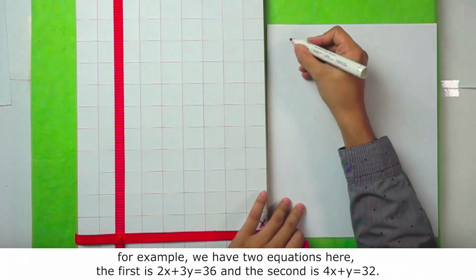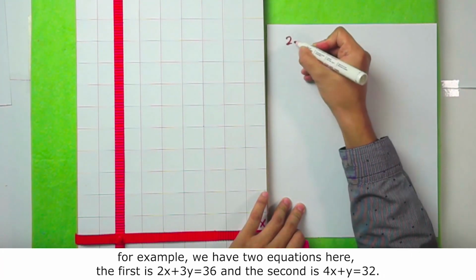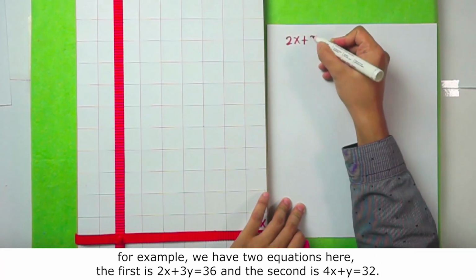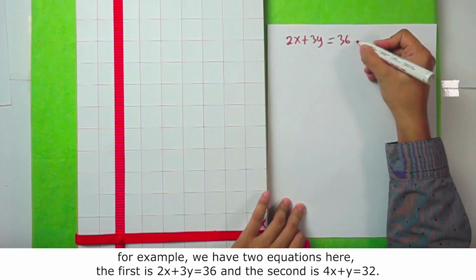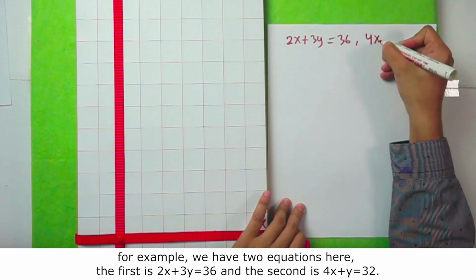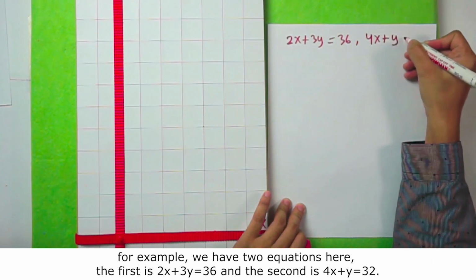For example, we have two equations. The first is 2x plus 3y equals 36. And the second is 4x plus y equals 32.